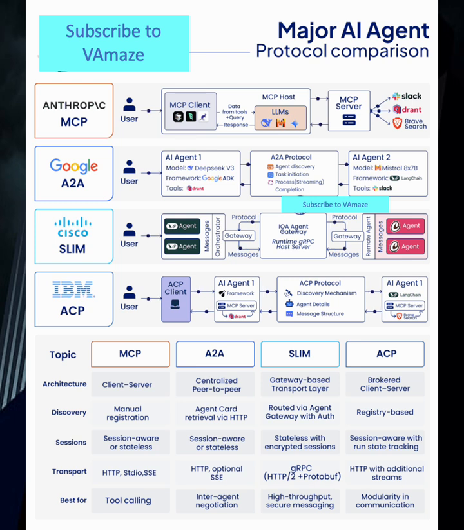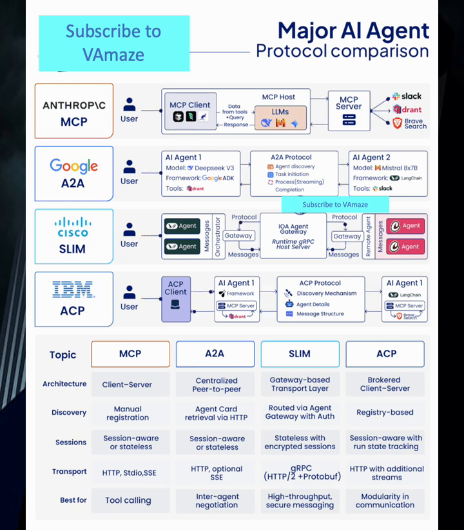3. SLIM. Secure low-latency interactive messaging. Overview. Cisco's Internet of Agents vision. SLIM, Secure Low-Latency Interactive Messaging, is part of Cisco's ambitious initiative to build the Internet of Agents, a secure, high-performance network infrastructure designed specifically for AI agent communication.